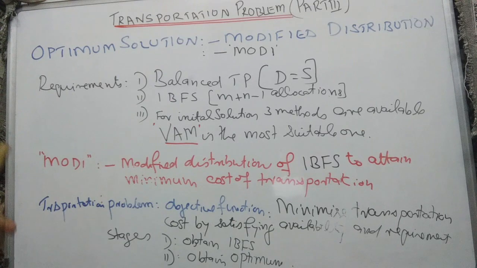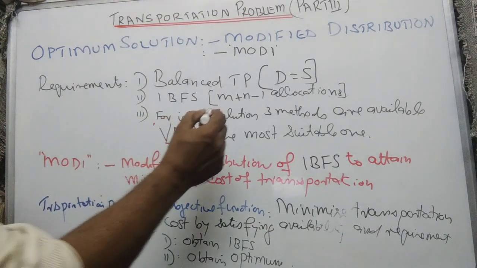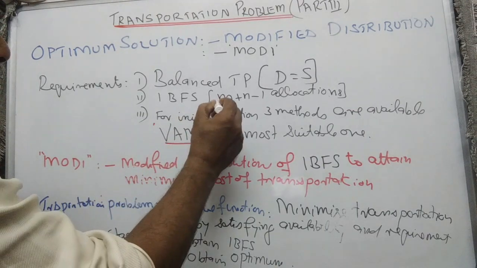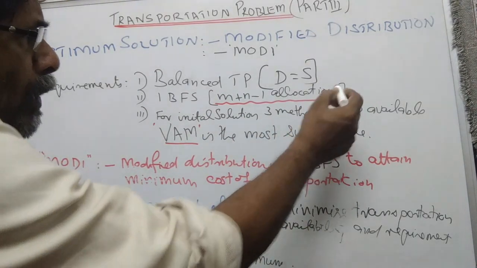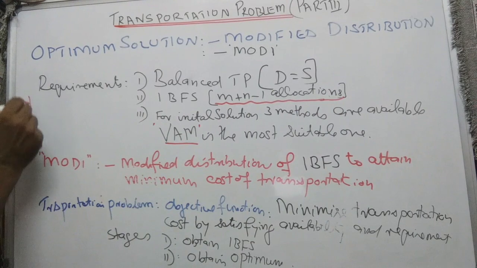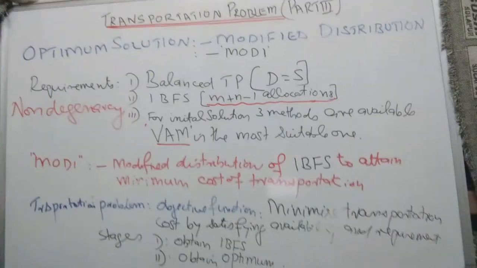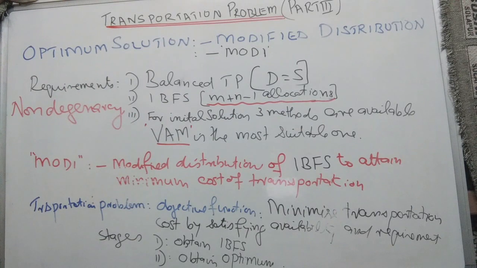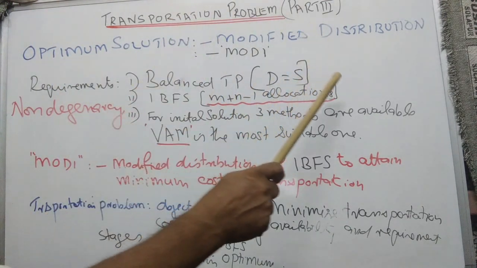The next condition: for going for MODI, the allocation should be m plus n minus 1, where m is the number of rows and n is the number of columns. This condition is known as non-degeneracy. This condition is required. If there is no m plus n minus 1 allocation, we cannot go for MODI. That point is to be noted. For MODI, this condition should be satisfied.